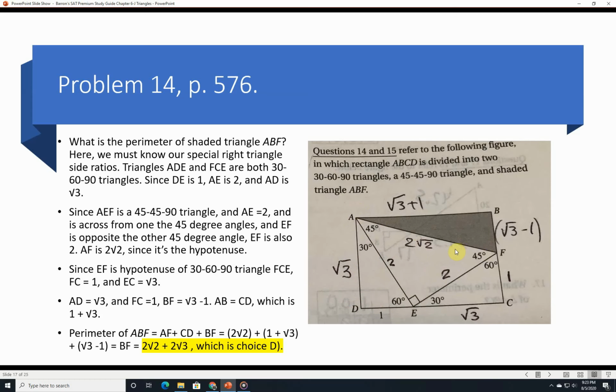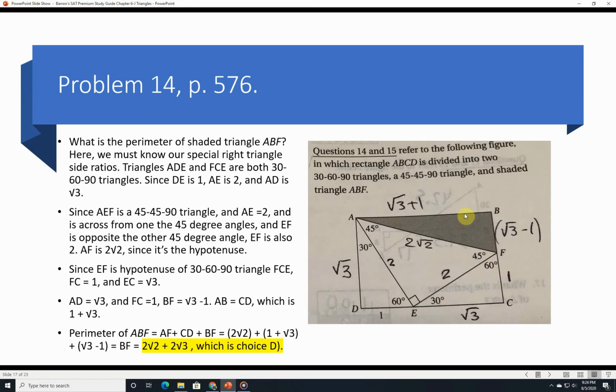And this has to be 2 root 2. We always know that 45, 45, 90 triangles have a 1, 1, root 2 side ratio to each other. So the hypotenuse is always root 2 if the side is 1. And when you have a different number, you just multiply. So since this is 2 root 2. All right, since EF is the hypotenuse of this other triangle here, EFC, then we know that if this is 2 and this is the hypotenuse of a 30, 60, 90, the shorter leg of the 30, 60, 90, FC has to be 1 and EC has to be root 3.